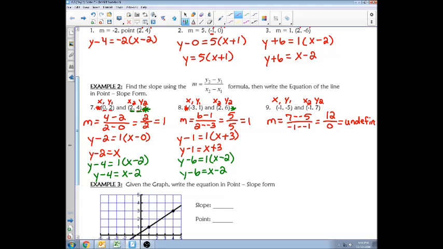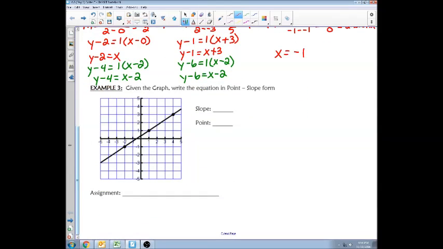What do we know about undefined slopes? It means that it's going to be x equals. But what could x possibly equal? How can I figure that out? Well, let's look back at our points. This point, my x is negative 1. This point, my x is negative 1. So your x is going to be equal to negative 1. Okay?